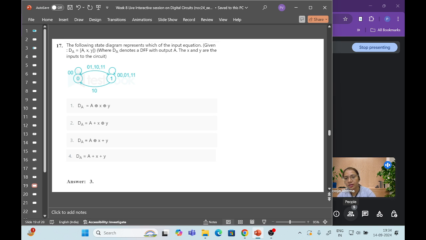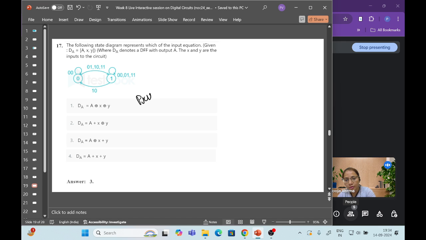Okay. So here it is given two states, that is 0 and 1, and the input sequence is also given. X and Y are the inputs, so 00, 01, 10, 11. So in two states it is there. A is the D flip-flop with output A. Output A is the output of the D flip-flop. Okay. So we can solve it like this.